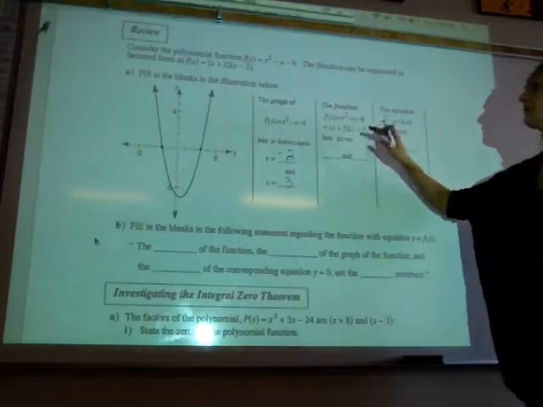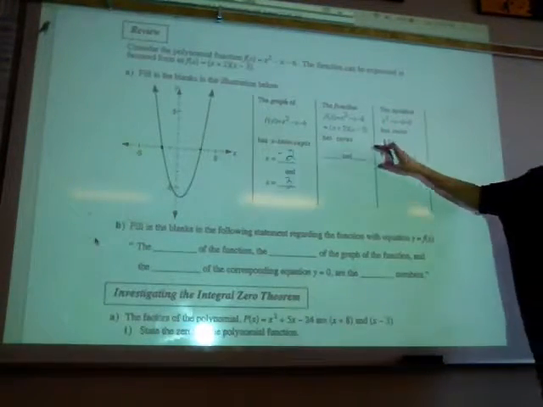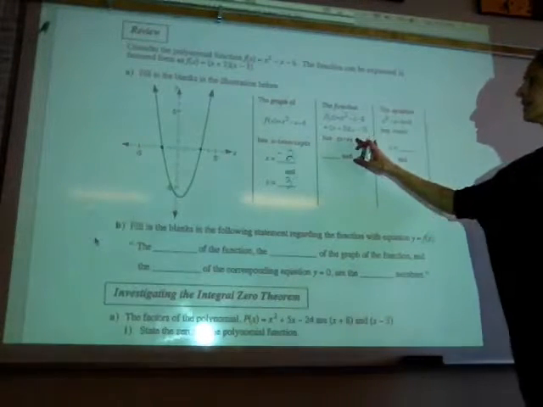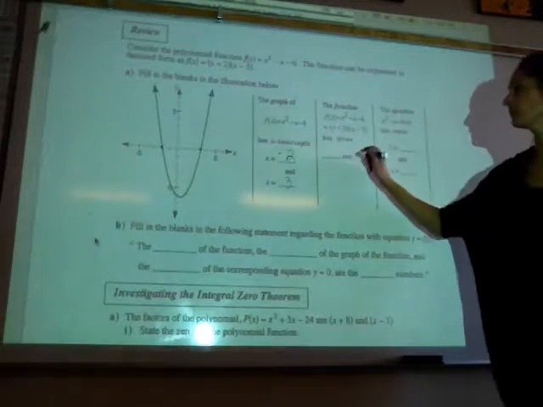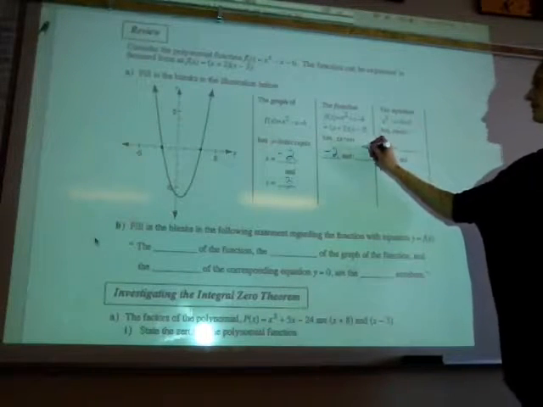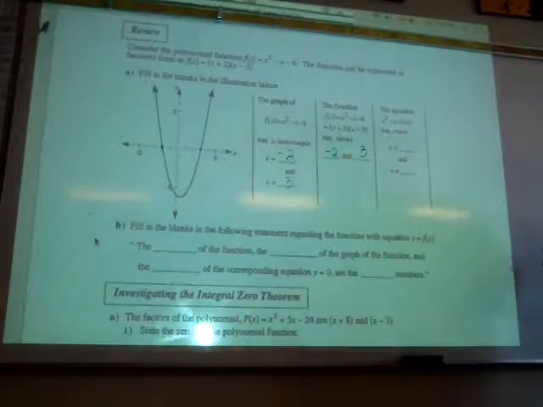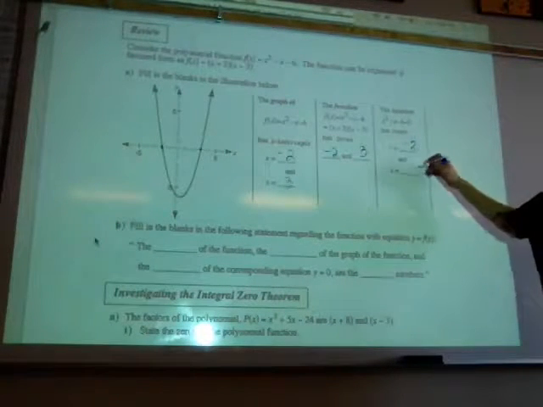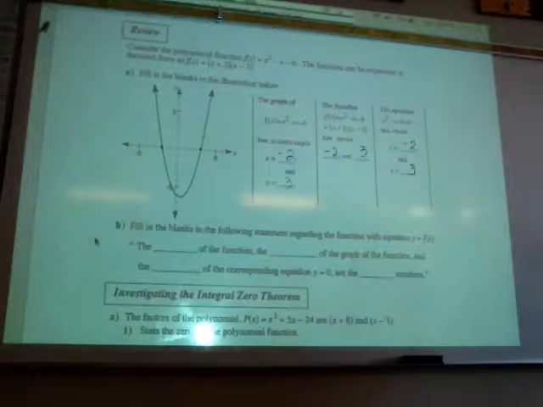Okay, when we factor the function x squared minus x minus 6, we get our factors x plus 2, x minus 3. The zeros from each factor will be -2 and +3. And another term for our x-intercepts or zeros is roots, also -2 and +3.